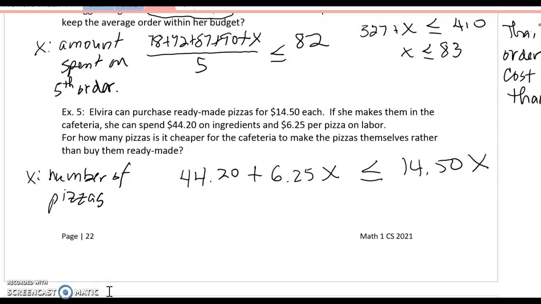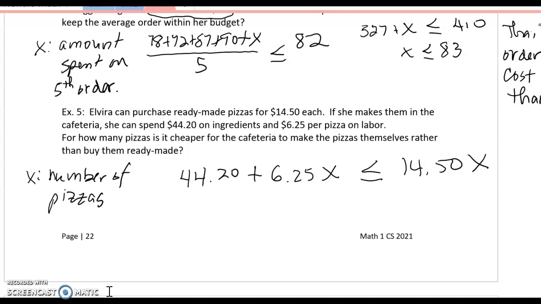All right, so here's our inequality. On the left, we have an expression that represents the cost of making the pizzas themselves. So you have the $44.20 for the ingredients, and then the $6.25 per pizza, so we're going to multiply by x. That's for the labor. On the right, we have the ready-made pizzas. Obviously, there's no labor cost there, so it's $14.50 each, so $14.50 times x, the number of pizzas.